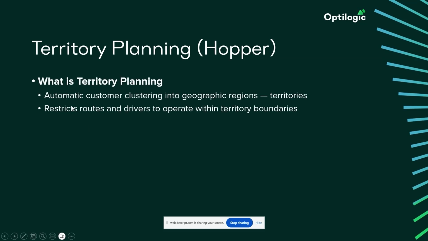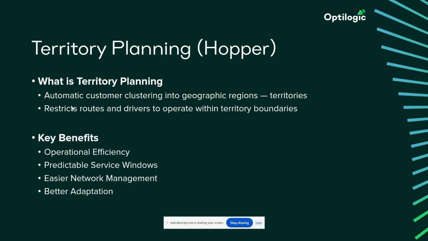So what is territory planning? It is the automatic clustering of customers into geographic regions, which we call territories. This then restricts routes and drivers to operate within those boundaries of the territories. This leads to several key benefits, including operational efficiencies. As drivers become familiar with their assigned territories, they increasingly know the streets, traffic patterns, and customer locations very well, leading to faster deliveries and therefore improved customer service.